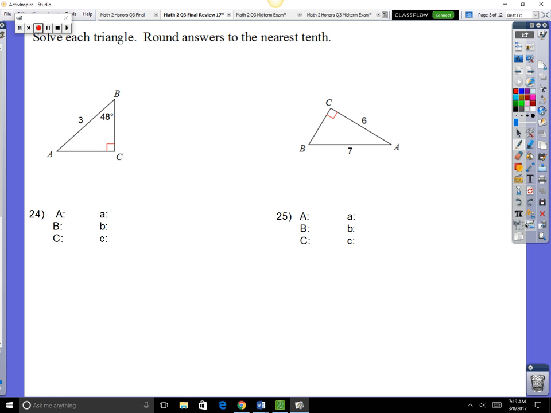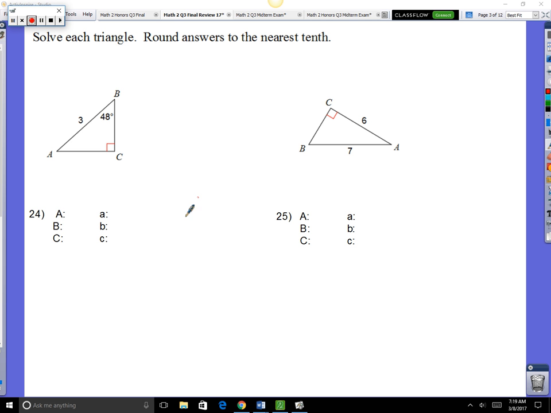Okay, now we're going to move into some trig. So we need to solve each triangle. Here's what we've got to remember. Your capital letters are the angles, and your lowercase are the sides. So it is given 3 of the 6 pieces. Angle C is given to be 90. Angle B is given to be 48.